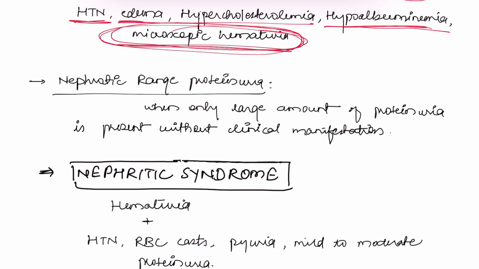So, what is nephrotic range proteinuria? That is only when a large amount of proteinuria is present without clinical manifestation. That is your nephrotic range proteinuria. If you are going to say nephrotic syndrome, there will be symptoms of nephrotic syndrome. But when you say nephrotic range proteinuria, there will be proteinuria similar to nephrotic syndrome, but there are no clinical symptoms as such, which are seen in case of nephrotic syndrome.